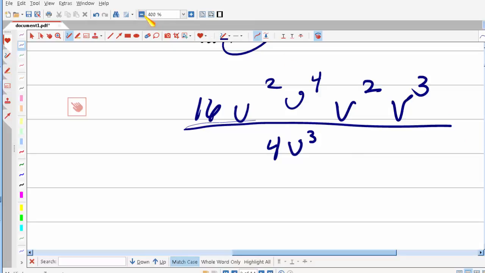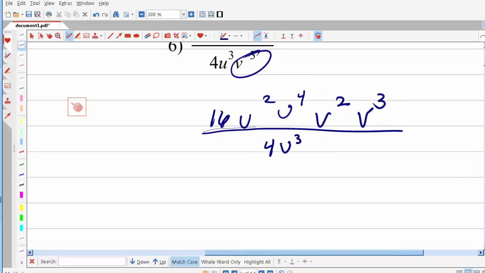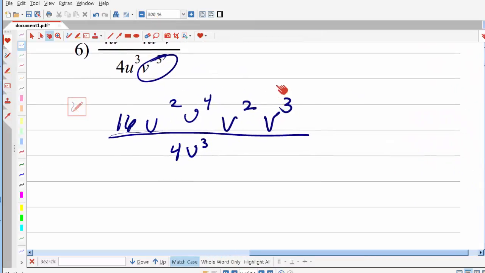So that's a little bit too big. Let's try 300%. That's better. So what do I have? I have 6 u's and I have 5 v's. So it's going to be 16 u to the sixth v to the fifth over 4 v cubed.